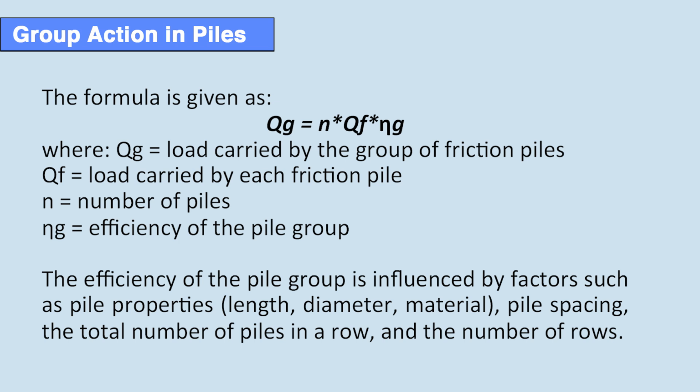The efficiency of the pile group is influenced by factors such as pile properties like length, diameter, material, pile spacing, the total number of piles in a row and the number of rows. Various methods are available for determining the efficiency of pile groups, with Feld's rule being one commonly used approach. So, what is Feld's rule?